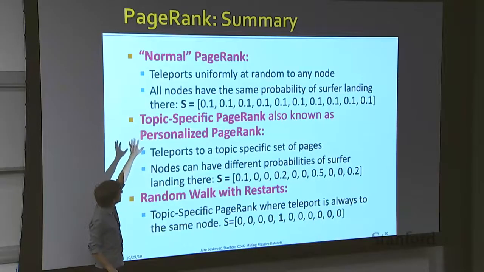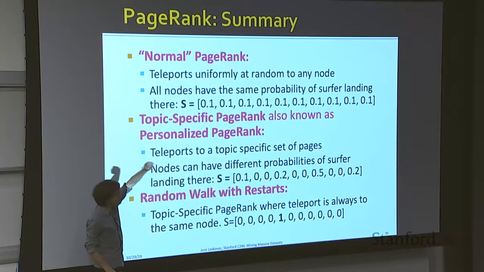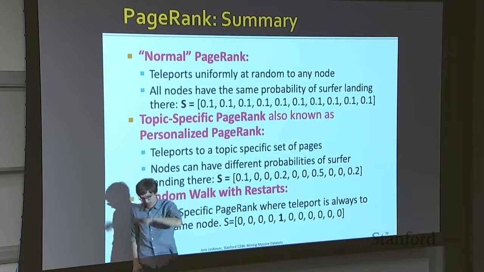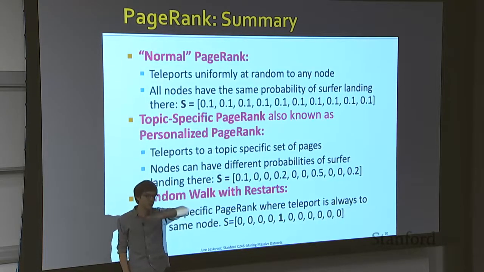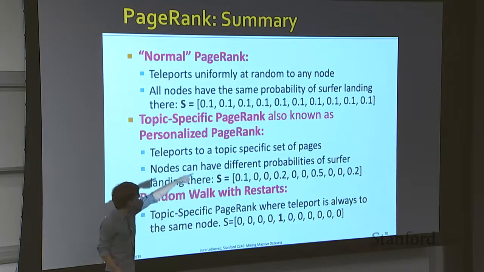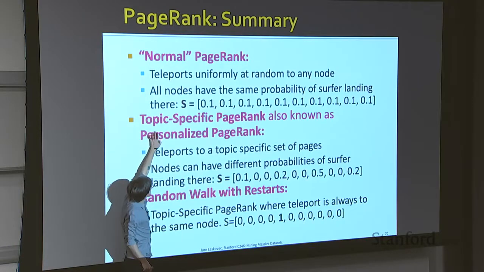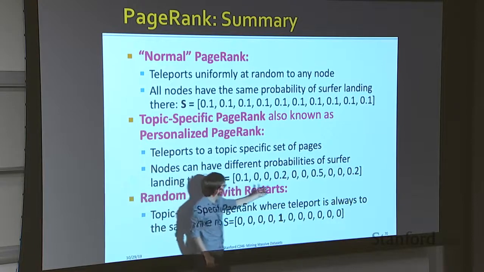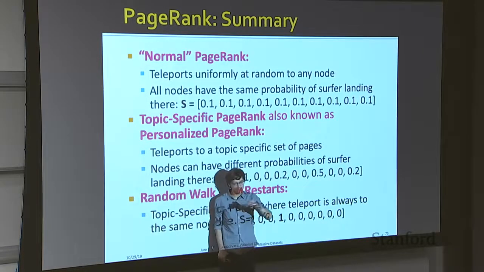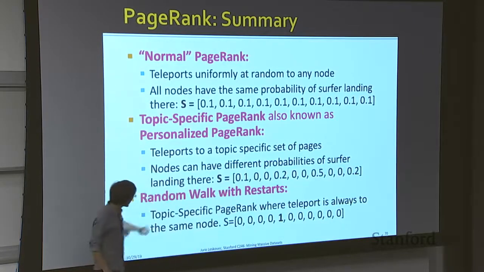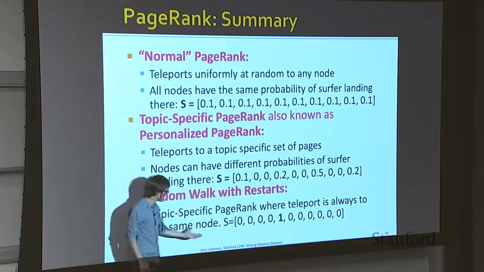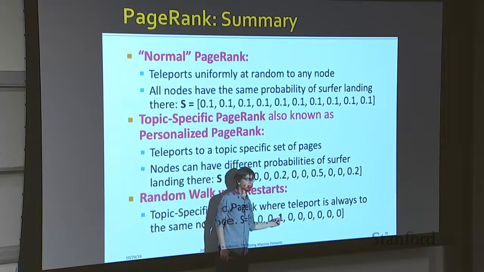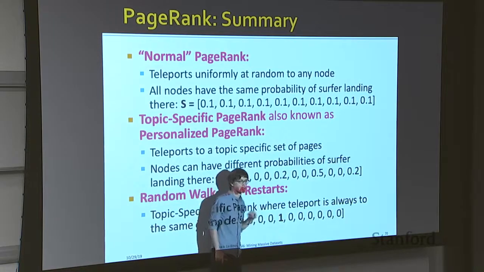We talked about PageRank, where we have this teleportation, and the teleportation vector is uniform, right? Which means whenever we decide to teleport, we can teleport anywhere in the graph with equal probability. Then you have this notion of topic-specific or personalized PageRank, where the idea is you teleport to some subset of nodes. And then random walk with restarts, its teleportation vector is different. You always teleport to the same starting node. So the teleportation vector looks like this.